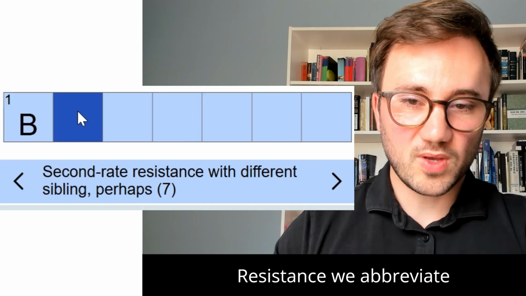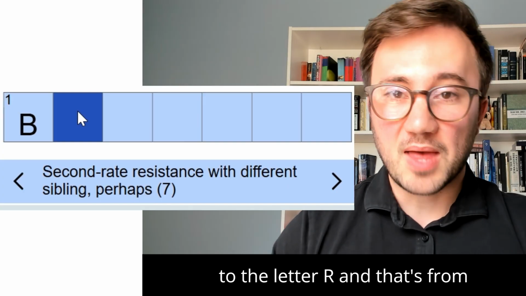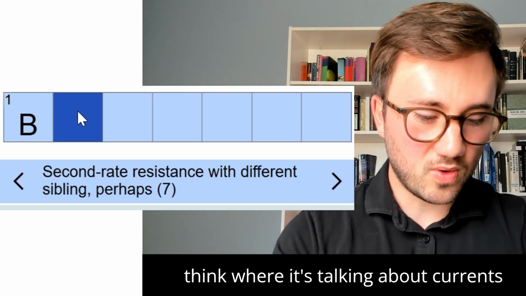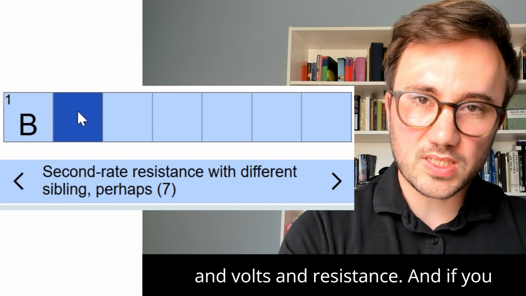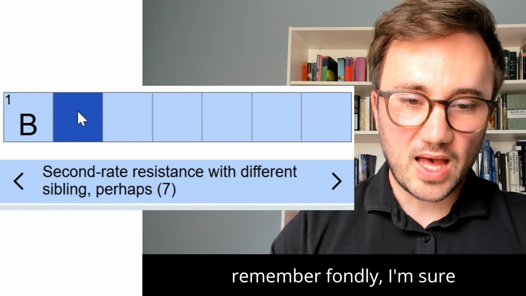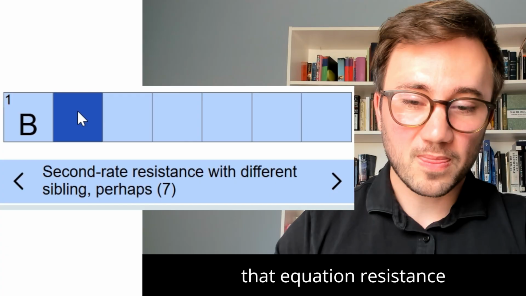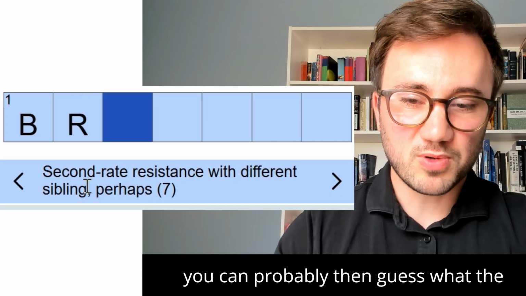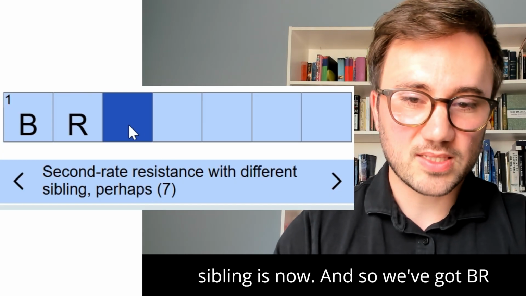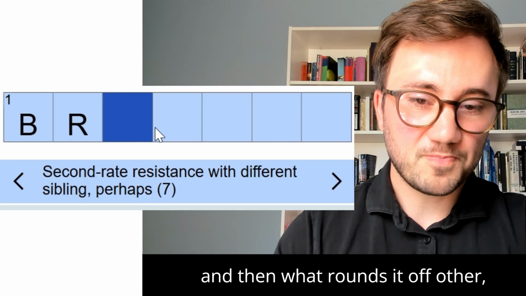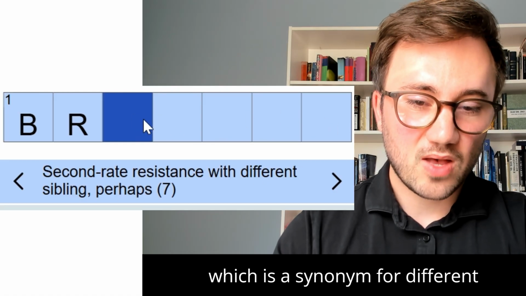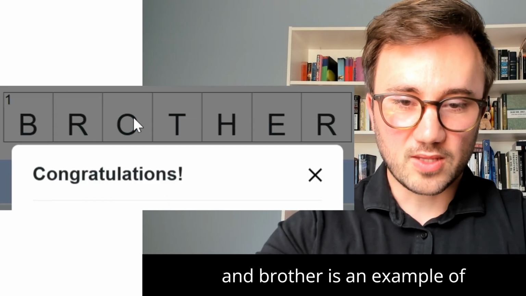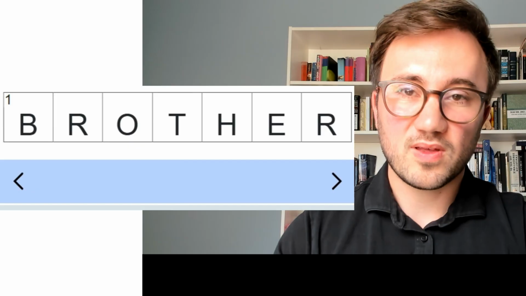Resistance, we abbreviate to the letter R, and that's from science, from Ohm's law, I think, where it's talking about currents and volts and resistance. And if you remember fondly, I'm sure, that equation, resistance is just abbreviated to the letter R. Now, you can probably then guess what the sibling is. And so we've got BR, and then what rounds it off? Other, which is a synonym for different. And brother is an example of a sibling.